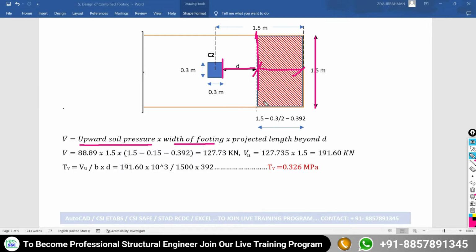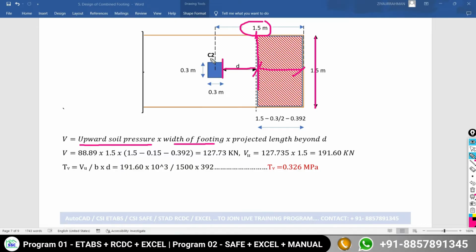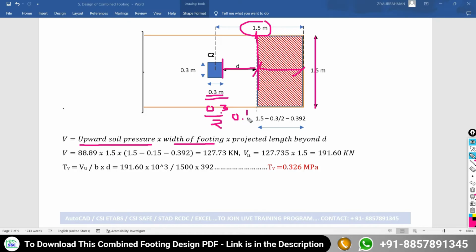This I want to calculate, and the formula is: this projection is 1.5 meter minus half of the size of the column. The column is 300 mm, half of that is 150 mm, or in meters 0.3 divided by 2, which becomes 0.15. So 1.5 minus 0.15 minus the effective depth of 0.392.